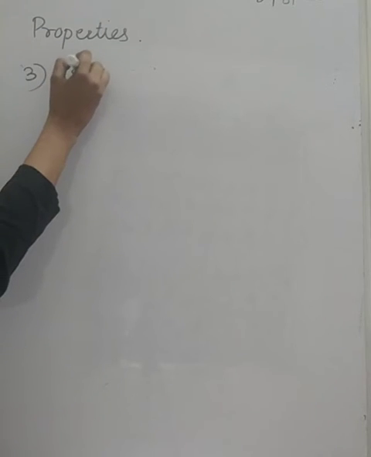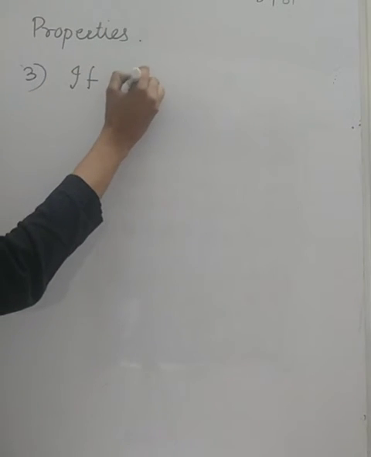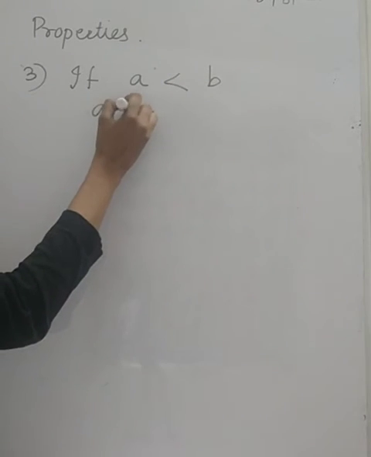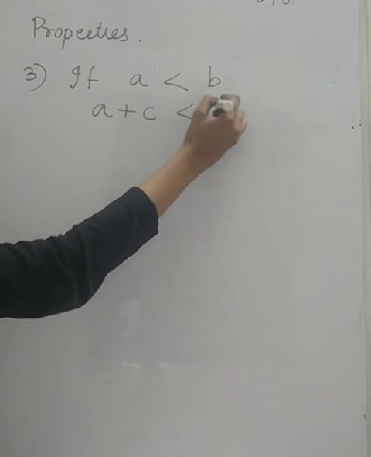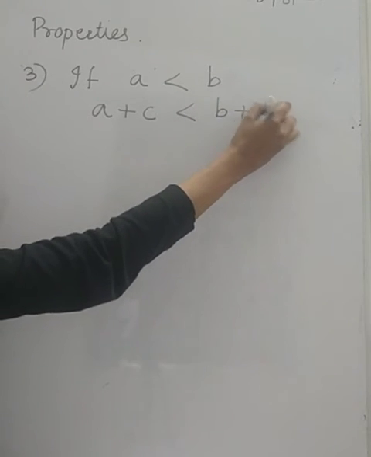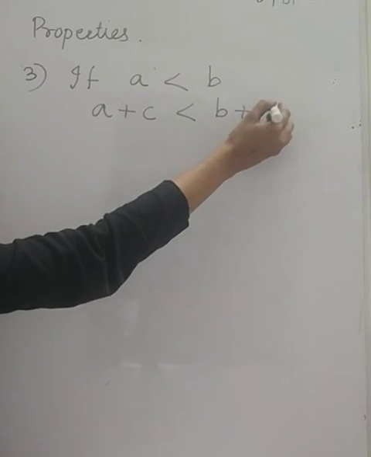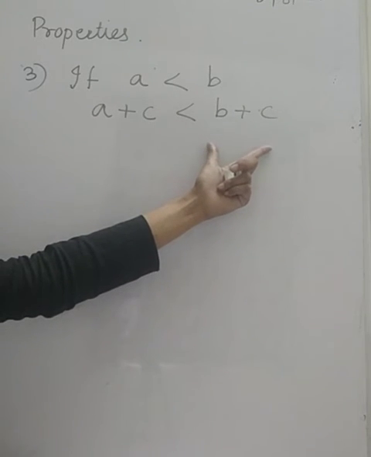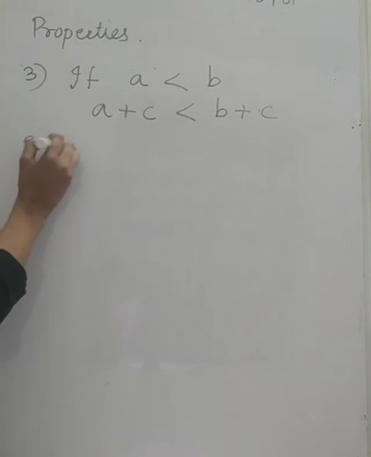The third property is if A is less than B, then you add any C to both the sides, the inequality will remain the same. Okay, so A plus C will be less than B plus C. So let's see one example.